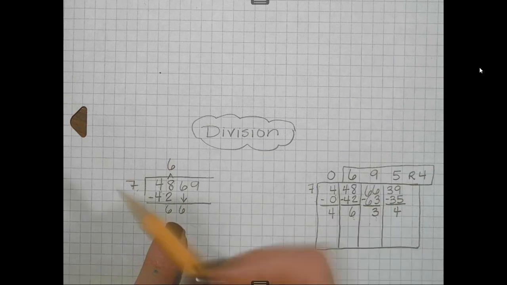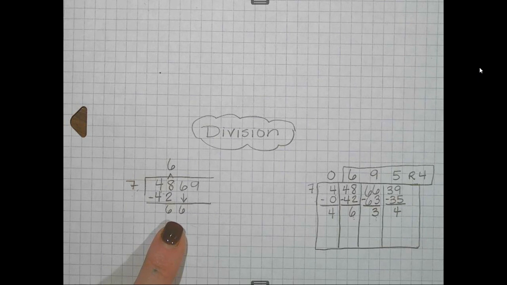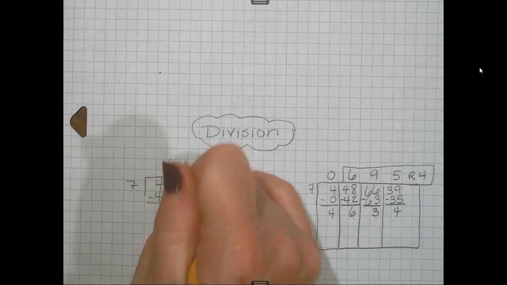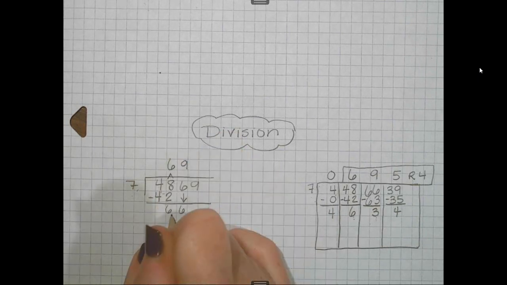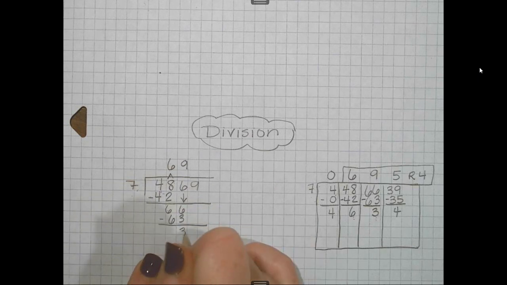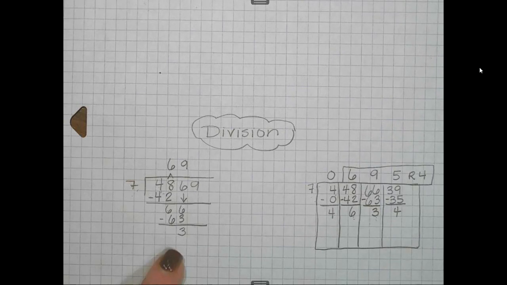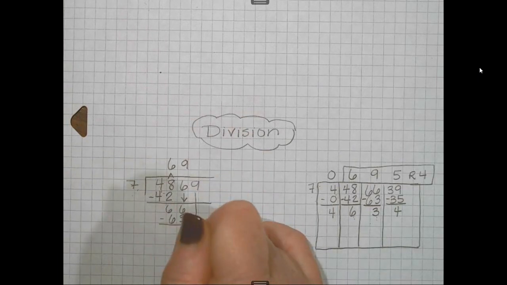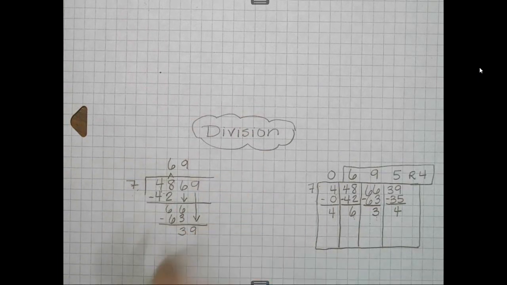All right. So how many groups of 7 can you make with 66 tens? You could make 9 groups because 9 times 7 is 63. When we subtract, we have 3 groups of 10 that we cannot make groups of 7 with. So we're going to rename this as 30 ones, and we have 9 ones that we can put it with. So now we have 39 ones.